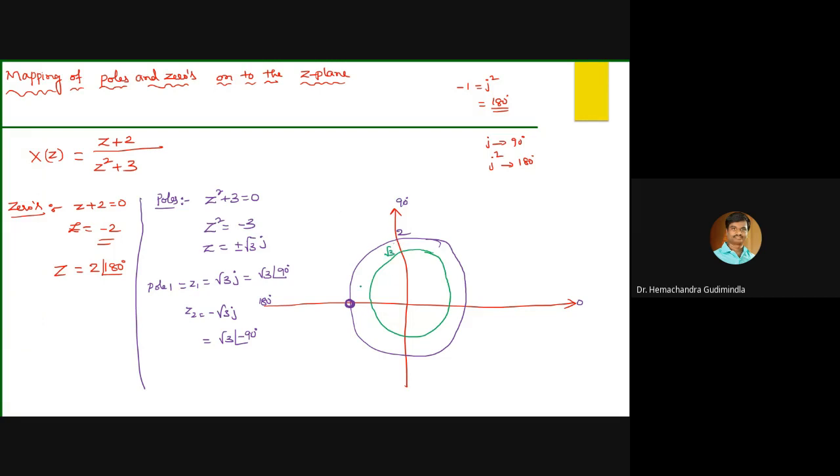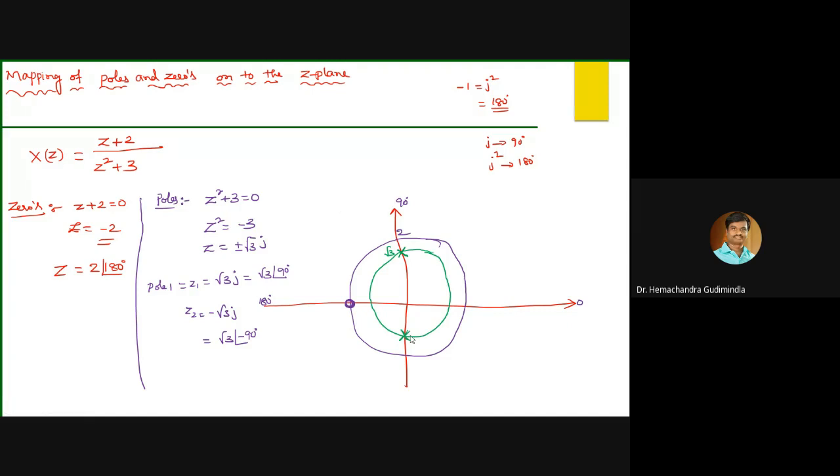What is the angle? What is the magnitude given? Root 3 at 90 degrees. So on this circle you need to identify the poles. What is the pole? Root 3 at 90 degrees. So 90 degrees is here, represented with a cross mark. One more pole is root 3 at minus 90. So this is the one more pole.